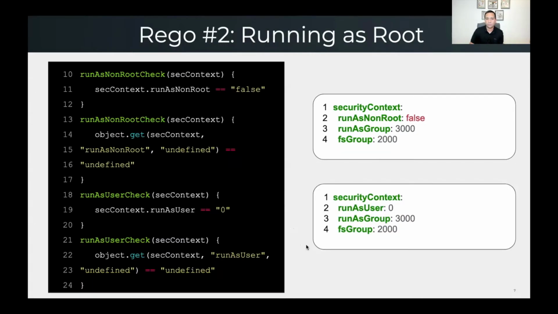The second example Rego is checking when containers have the ability to run as root. So within the security context, we're checking whether run as non-root is set to false, or if run as user is set to 0, which is the root user, or if any of these are undefined. And here on the right side, again, you can see a couple of YAML snippets that are violating these policies.